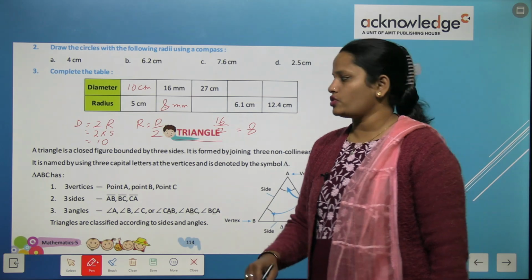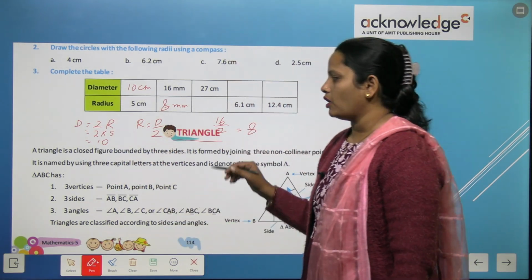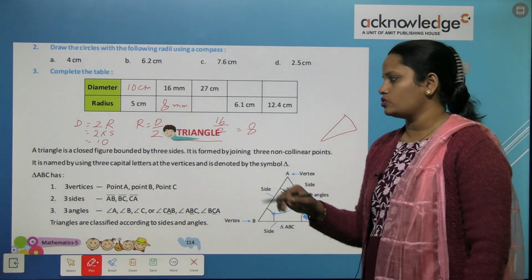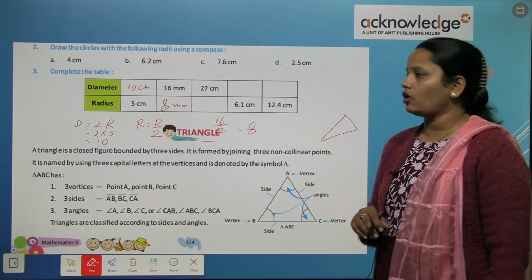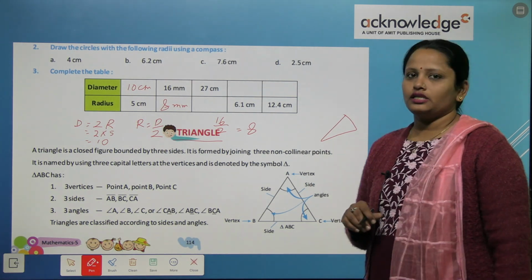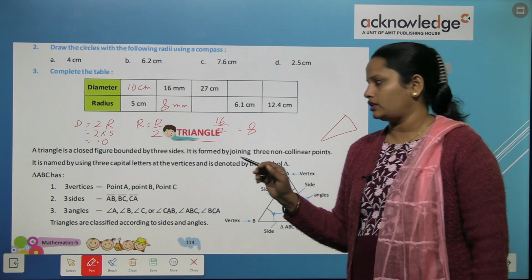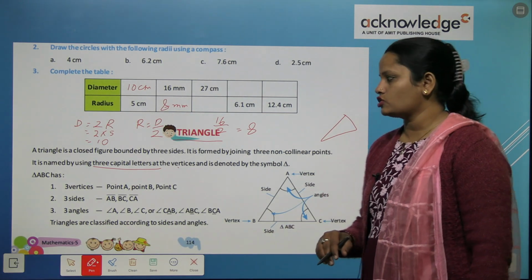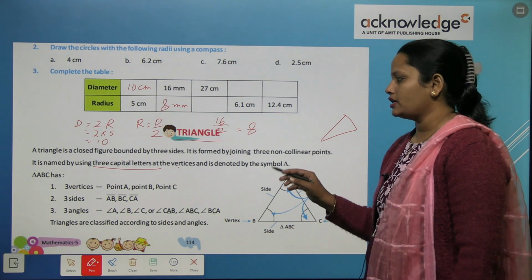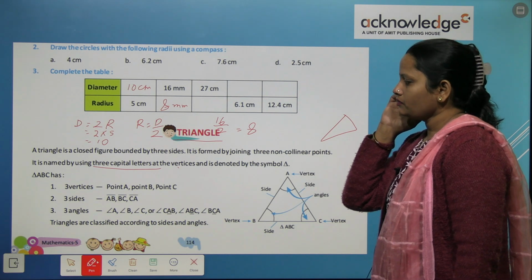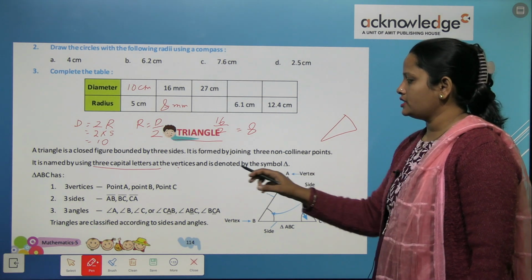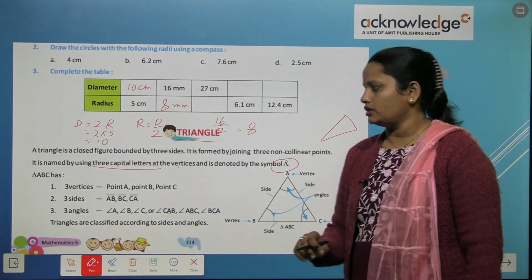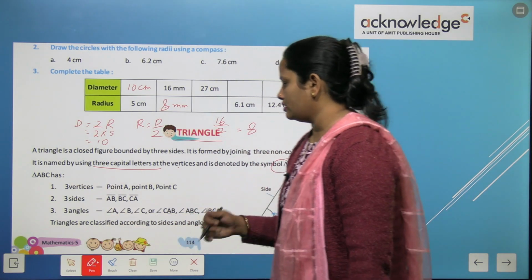Now next is triangle. A triangle is a closed figure bounded by 3 sides. Triangle क्या है? एक ऐसा figure जो 3 sides से closed. It is formed by joining 3 non-collinear points. इसे तब बनाया जाता है जब 3 non-collinear points को join किया जाता है. It is named by using 3 capital letters. 3 capital letters को use करके से बनाया जाता है. And the vertices and is denoted by the symbol this. ये symbol है triangle. So ABC is the triangle given here.